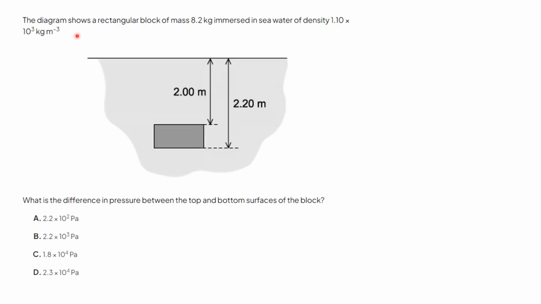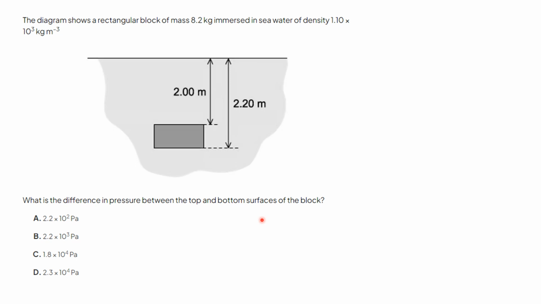Second question. The diagram shows a rectangular block of mass 8.2 kilograms immersed in seawater of density 1.10 times 10 to the 3 kilograms per cubic meter. What is the difference in pressure between the top and bottom surfaces of the block?